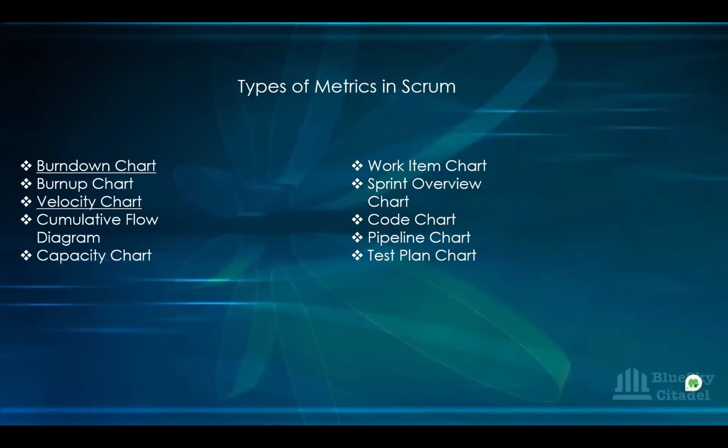Okay, so quickly, just looking at the types of metrics you have in Agile or Scrum. You have the burn down chart, which, like I said, we will talk about tonight. You have the burn up chart. You have the velocity chart. You have the cumulative flow diagram. You have the capacity chart. You have the work item chart, sprint overview chart, code chart, which the developers and the QAs use, the pipeline chart, again developers and QAs, test plan charts for the QAs. And all these can be plotted on the dashboard.